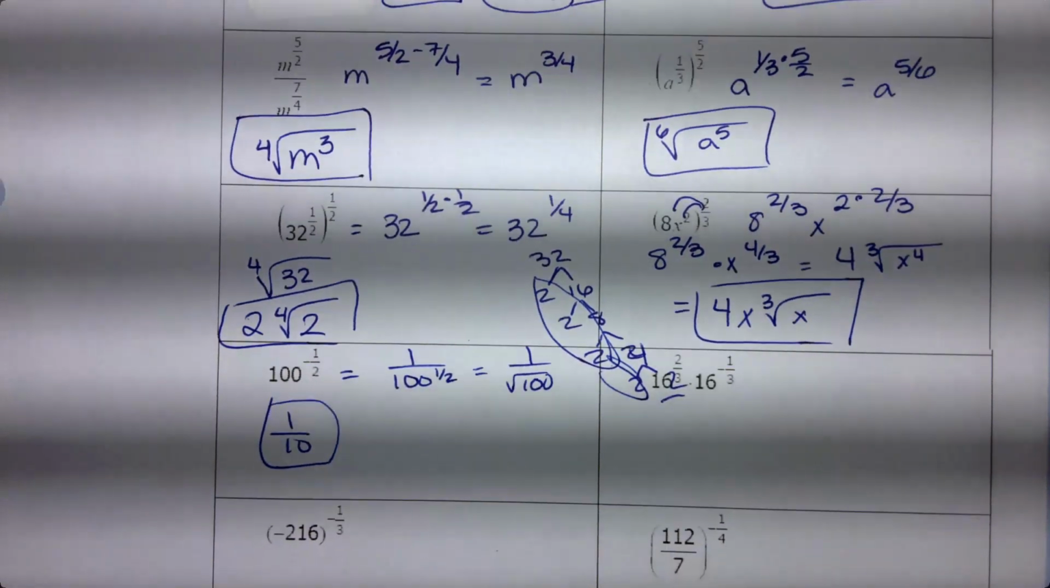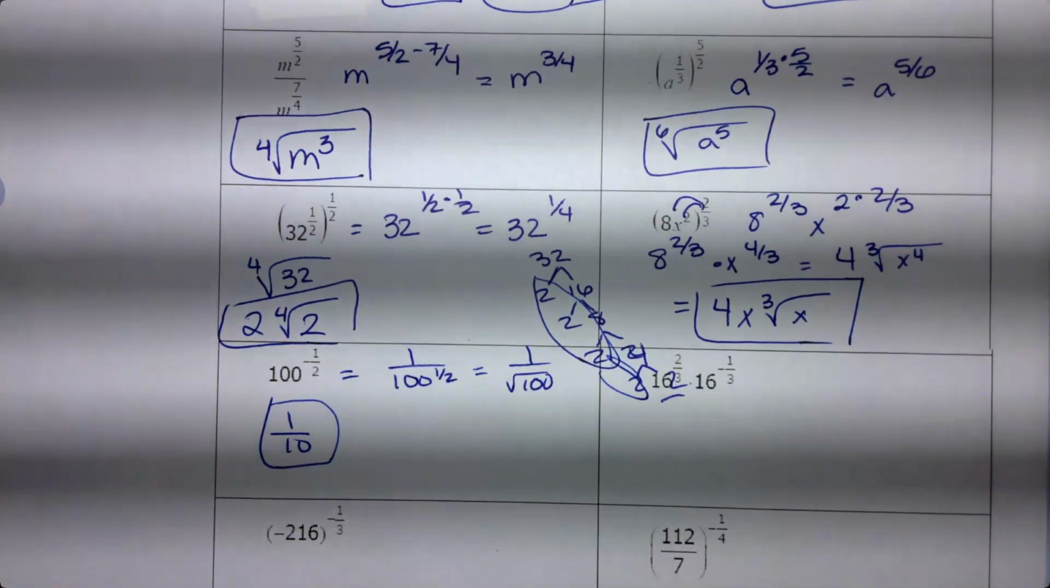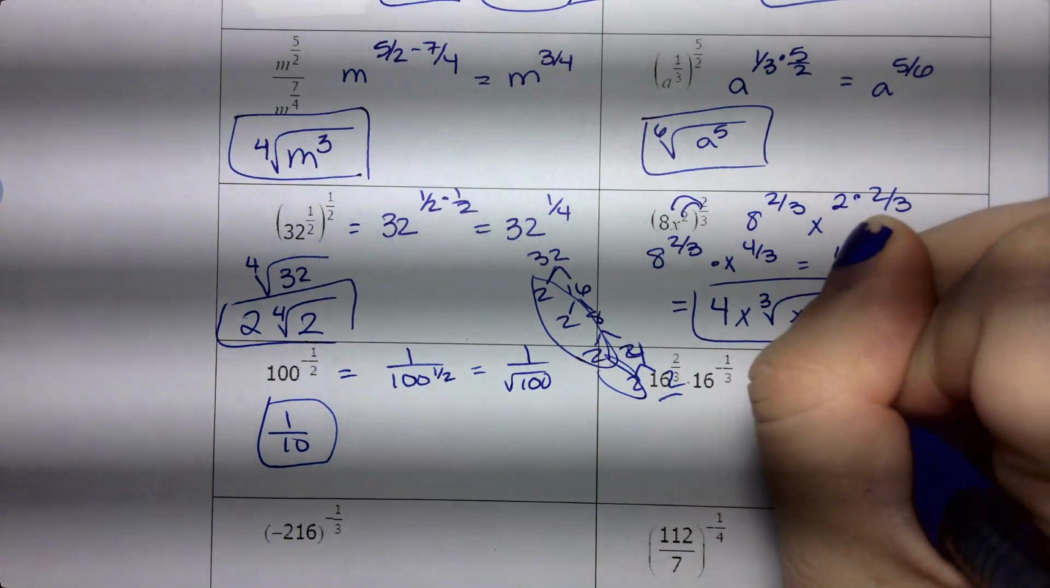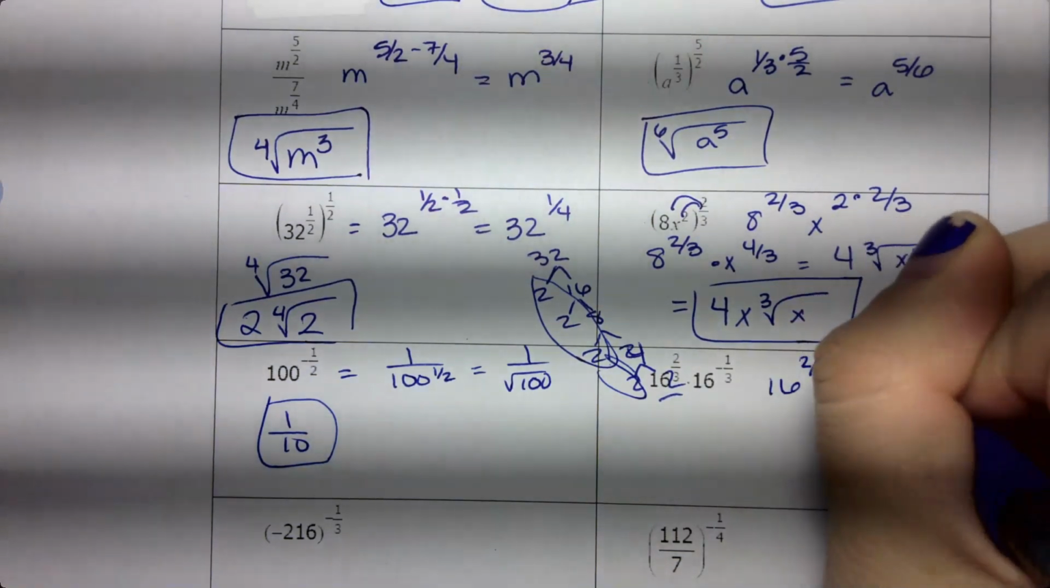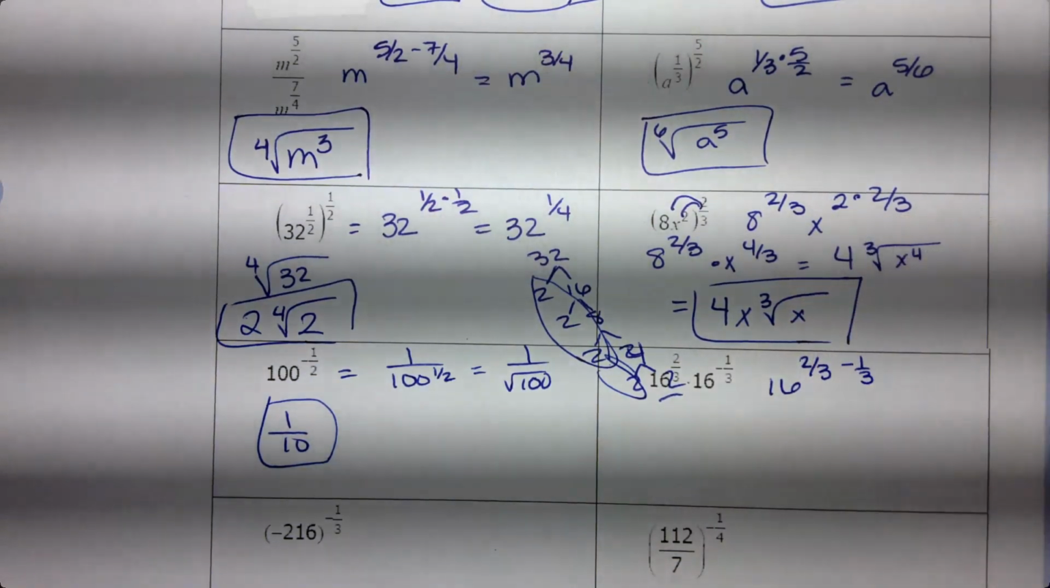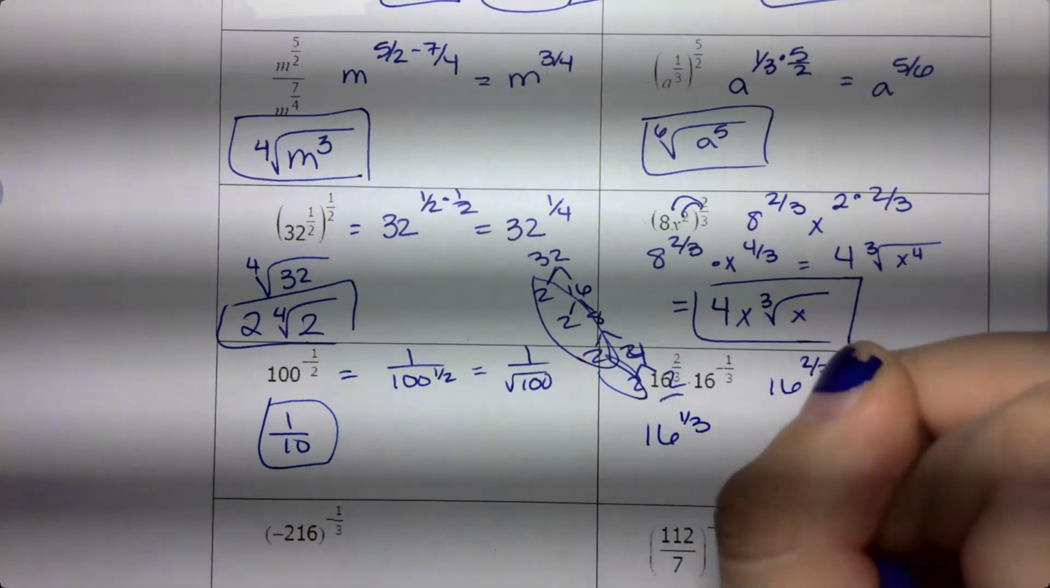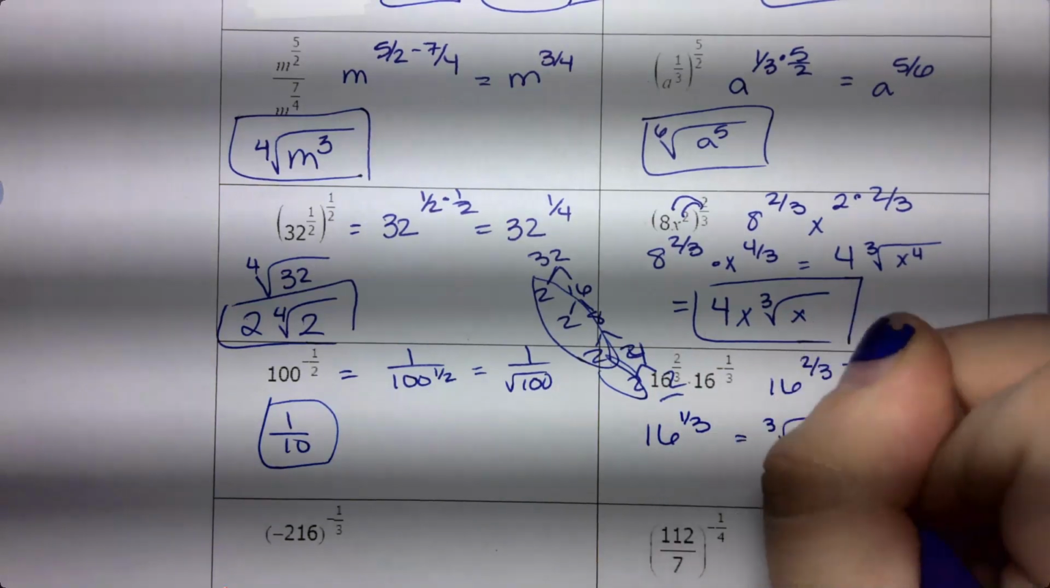Oh, I wrote over the next one. That one is 16 to the 2/3 times 16 to the negative 1/3. So this one, I add the exponents, or in this instance, I subtract because it was a negative 1/3. So 2/3 minus 1/3 is 1/3. So I really have the cube root of 16.